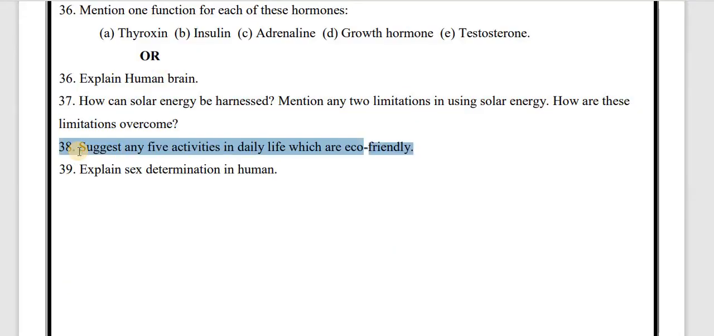Question number 38: suggest any 5 activities in daily life which are eco-friendly. Here we can also write down the 5 Rs: reduce, reuse, refuse, repurpose, recycle. Those 5 Rs we can write down, but we have to write them stepwise, not randomly. Let's see the answer in detail.